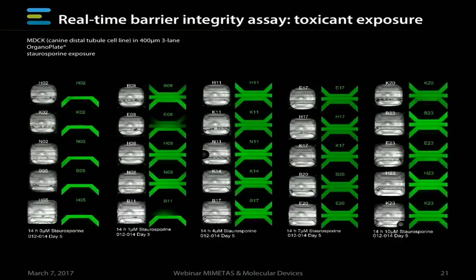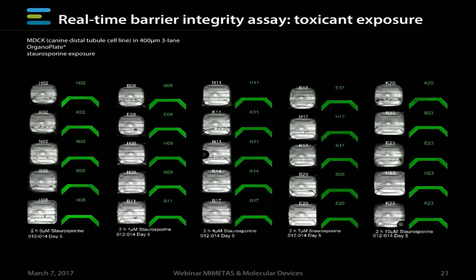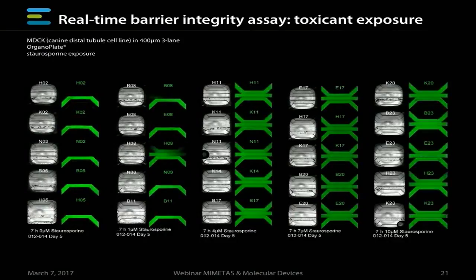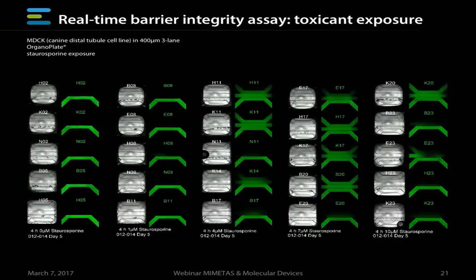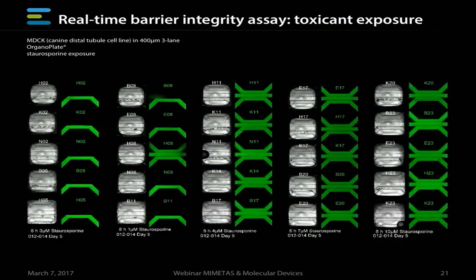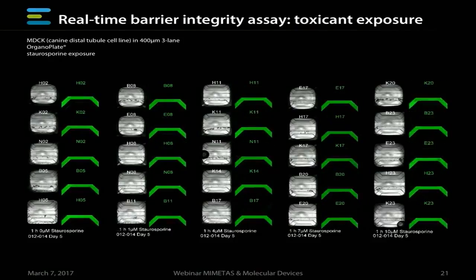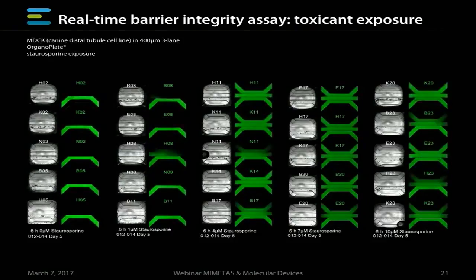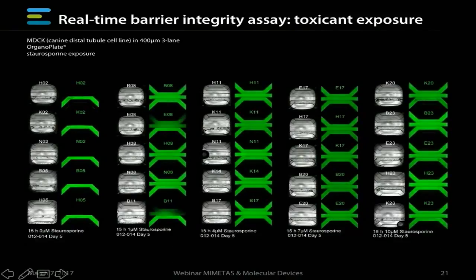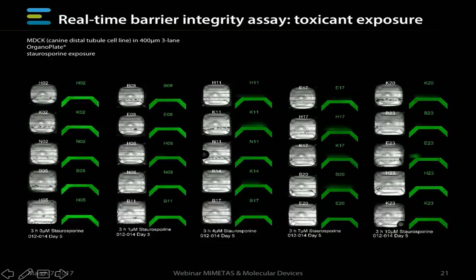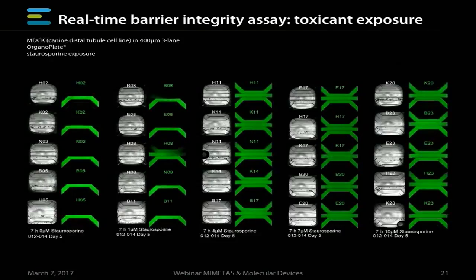So here we have the same MDCK, so the dog kidney, more or less distal tubule cell line, exposed to a concentration series of staurosporin, which is fairly well known for inducing leakiness in kidney tubules. It's toxic to these kidney tubules. And you see that with increasing concentration of staurosporin from left to right, the tubules start to leak first. You see on the right they start leaking first, and on the left it takes more time.